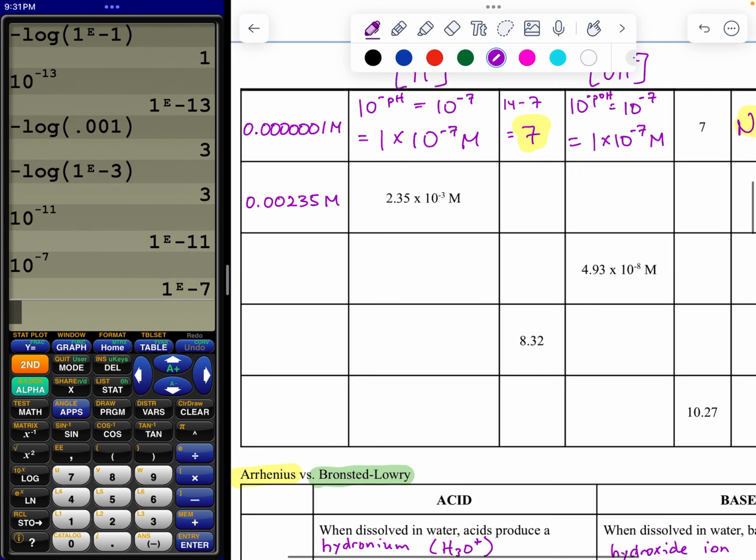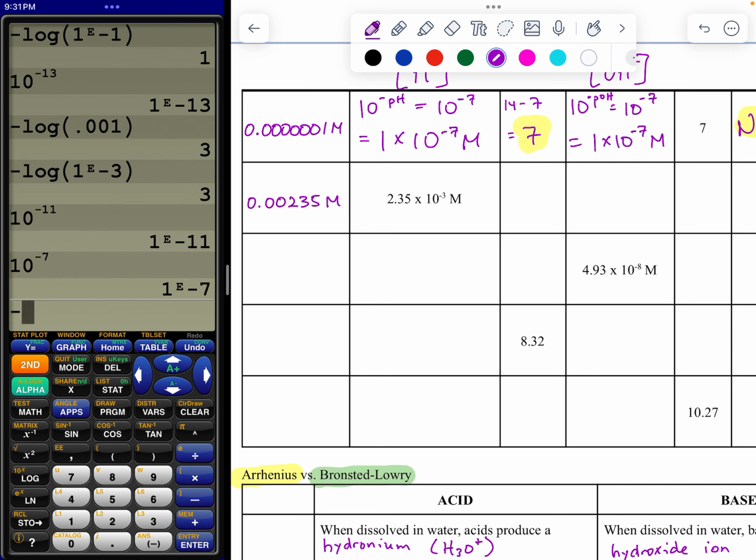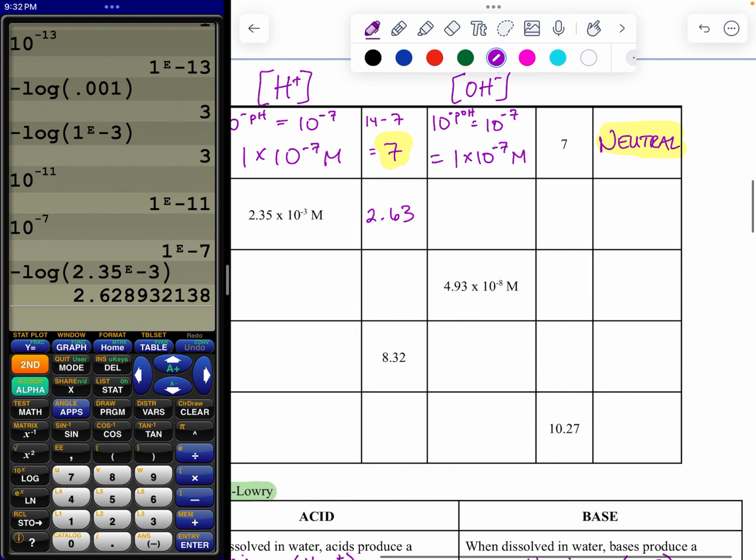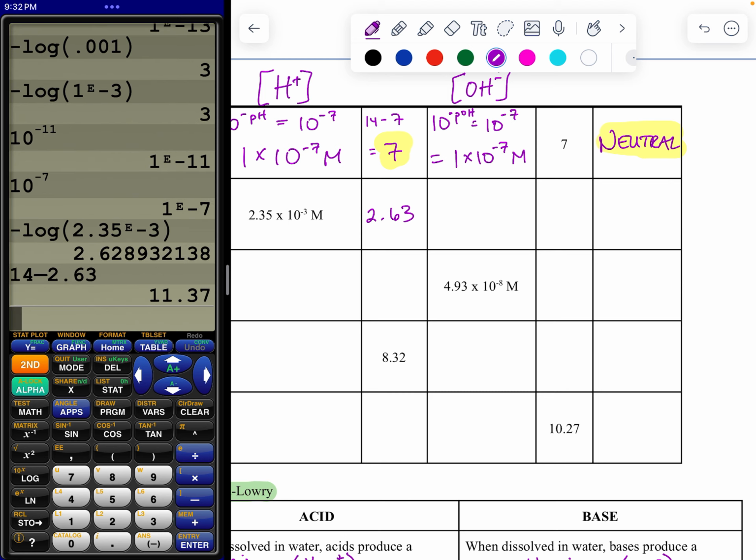Finding the pH value, again, is just doing the negative log of the H concentration, 2.35 times 10 to the negative third. And we get a pH value of 2.63, right? Now I can figure out the pOH, 14 minus 2.63. Two decimal places is fine for all these, 11.37.